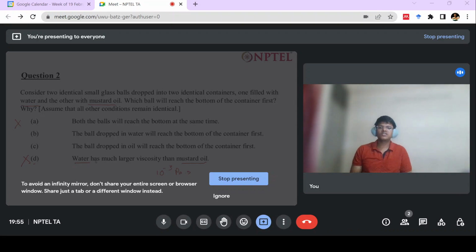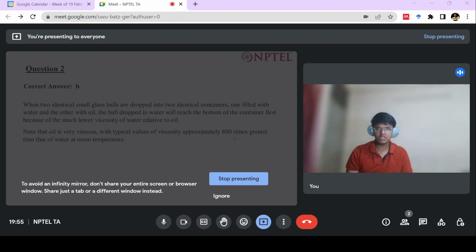Whichever fluid has a larger viscosity will slow down the balls more. So in the fluid where the viscosity is less, the ball will drop first. If we read the options, B is the correct answer. The ball dropped in water will reach the end of the container first, because water has less viscosity compared to mustard oil. So this is a very easy, simple question.